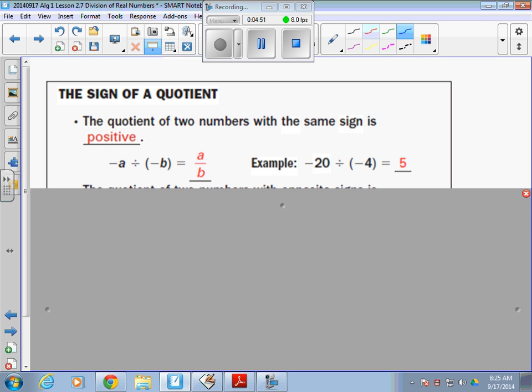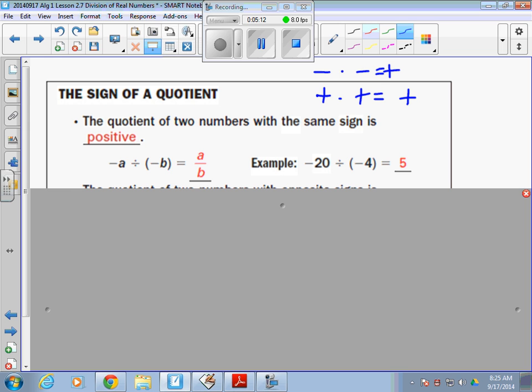So just like multiplication, positive times positive is positive. Negative times negative is positive. Division acts the same way. It follows the same rules as multiplication. Opposite signs are going to be negative anytime they're opposite. So right here, negative A divided by negative B is going to be positive.